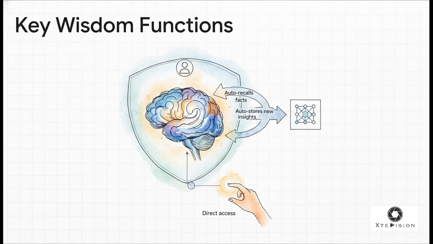Now, here's what makes Wisdom so powerful. It works automatically. Before an AI model even runs, it pulls in relevant facts. And after a successful run, it automatically stores any new insights. And it's all user-scoped, which means memory is kept secure and personal to you. Of course, if you want direct control, you can just use a dedicated Wisdom node to read or write facts whenever you want.